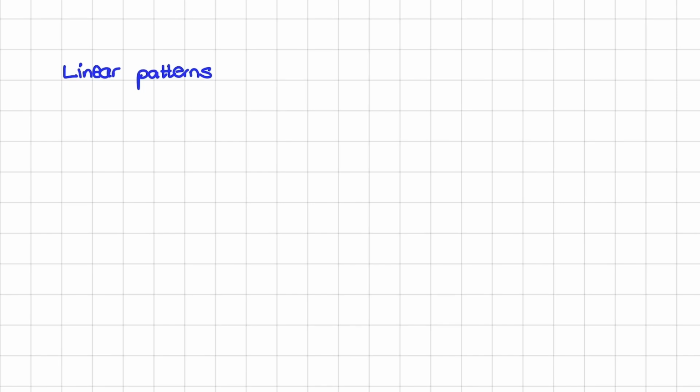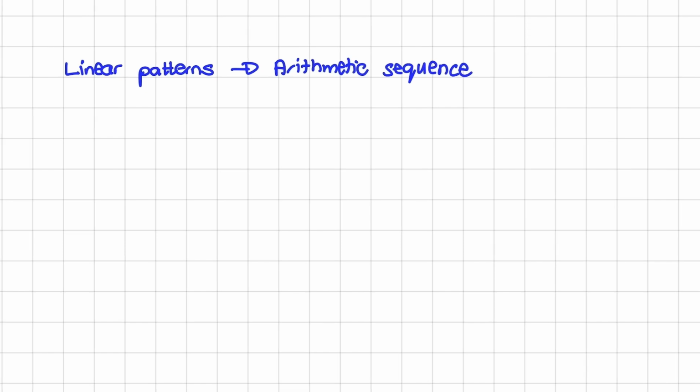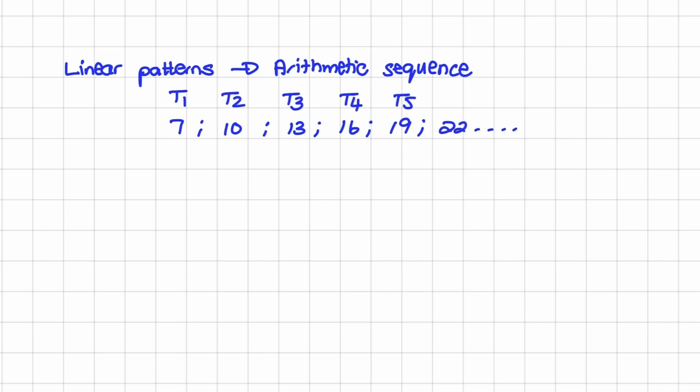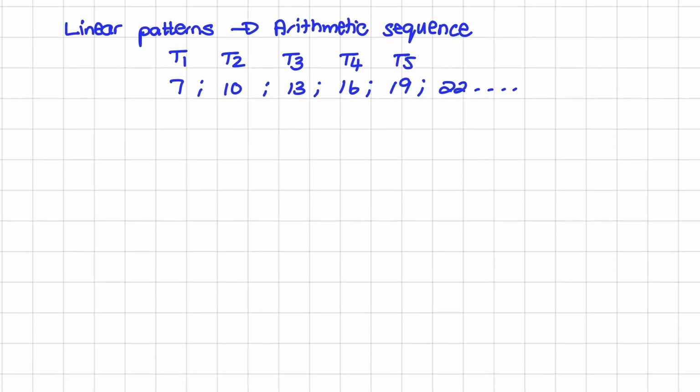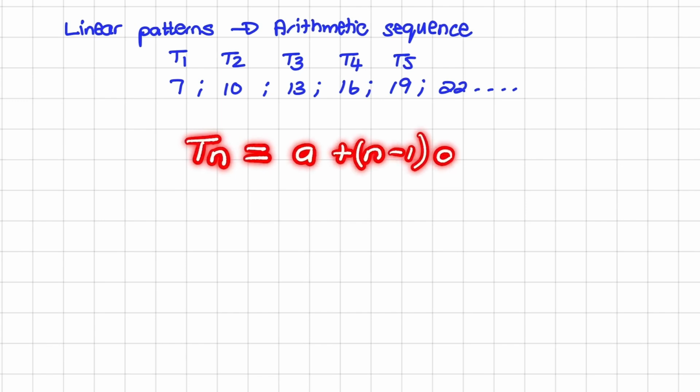In this video, I want to give you a basic understanding of linear patterns before we move on to theory. Another name for a linear pattern is an arithmetic sequence. So let's say we have a number pattern of 7, 10, 13, 16, 19, 22, and so forth. If we want to find the general rule for this pattern, there is a formula that we can use: Tn equals a plus (n minus 1) d.